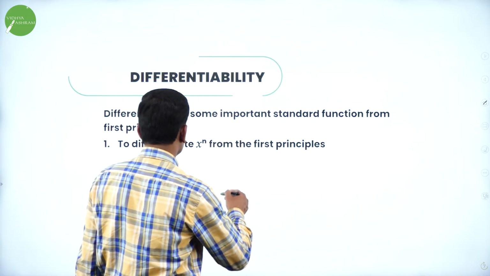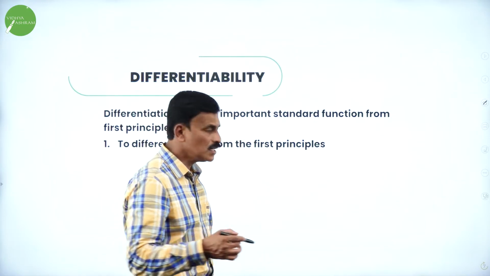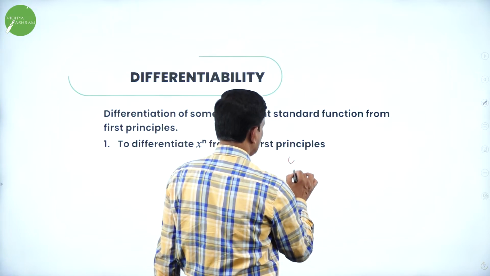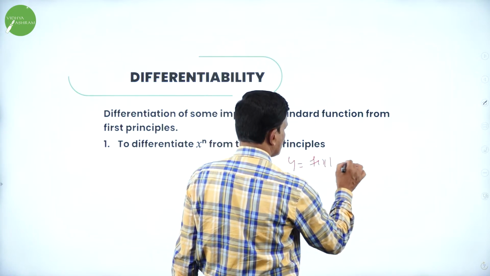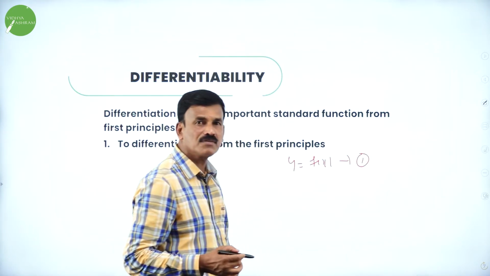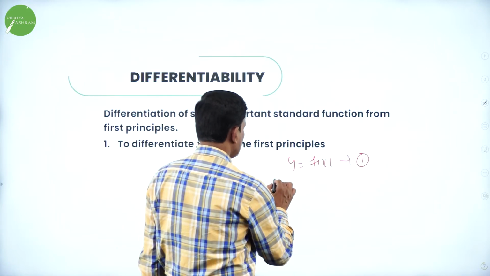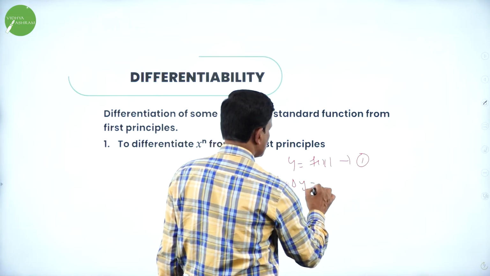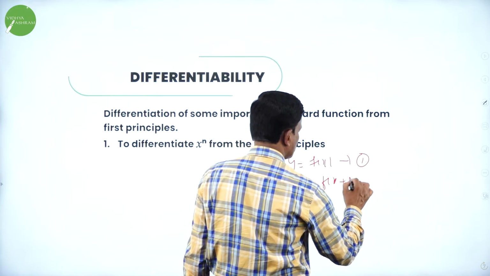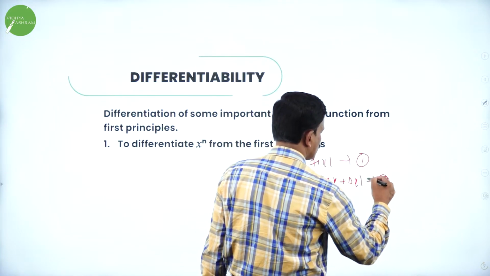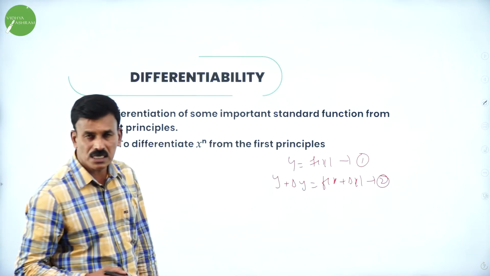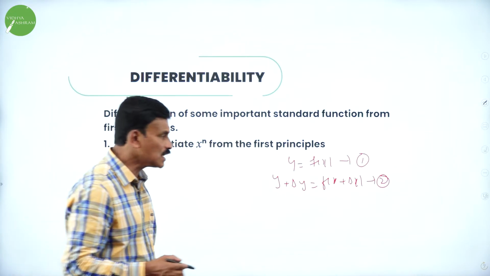Now, before going to an example, let us consider a function. Let y is equal to f of x be a function. Let us represent this as equation number 1. So y plus delta y can also be written as f of x plus delta x. Changing x to x plus delta x, y changes to y plus delta y. Delta x and delta y are the increments.